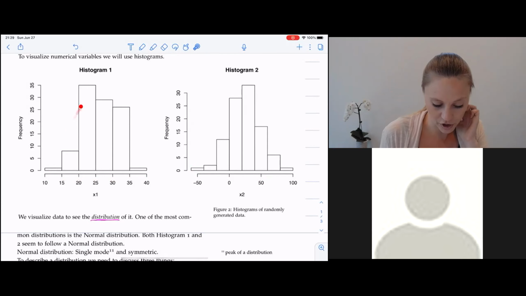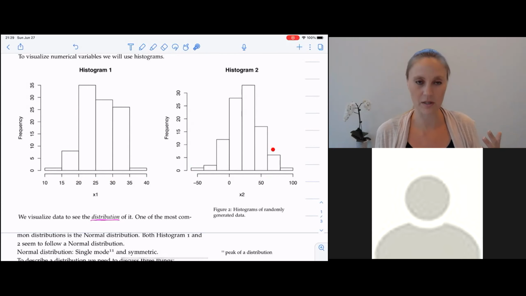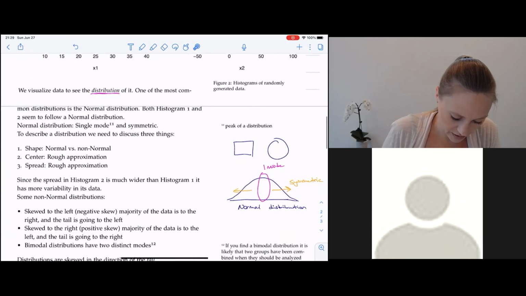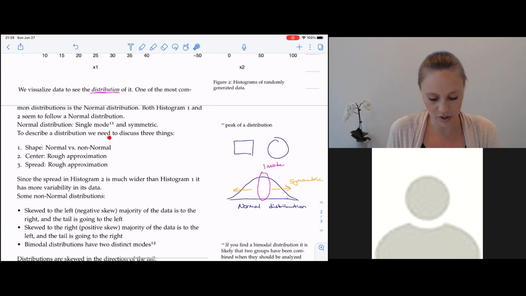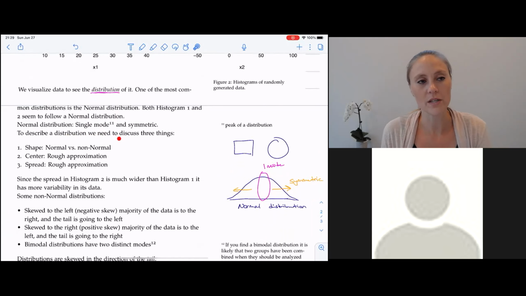So in terms of the shape here, histogram 1 and 2 were similar, right? The center was roughly the same. And so the only difference between histogram 1 and histogram 2 is going to be the spread, and we'll have to take that into account. So to describe a distribution, we need to discuss these three things. In terms of the shape, I really just want you to drill down to either it's a normal distribution or it's a non-normal distribution. So it is clearly not normal.